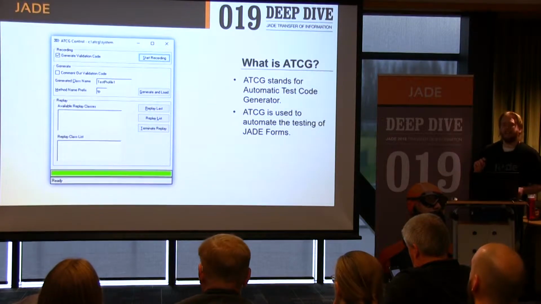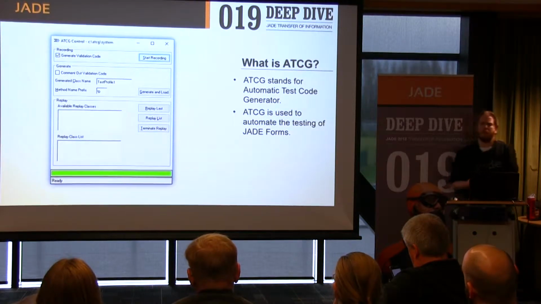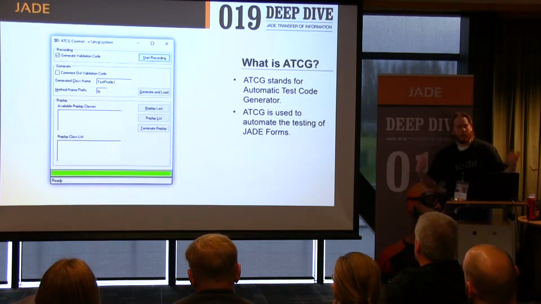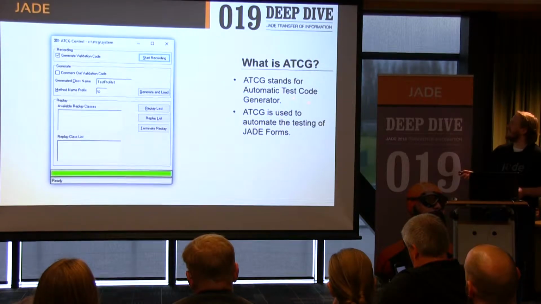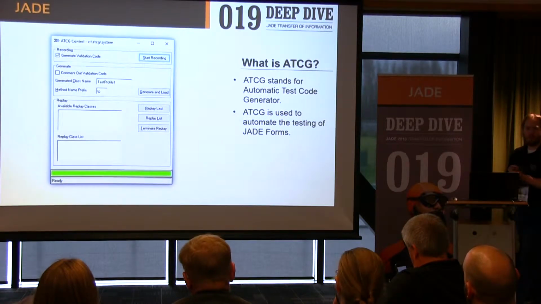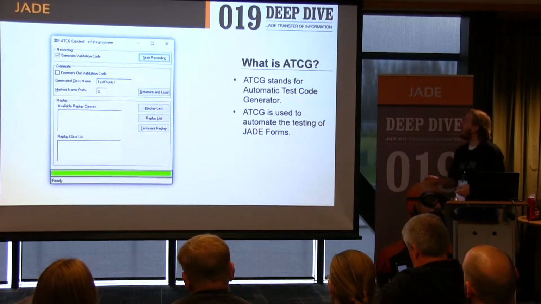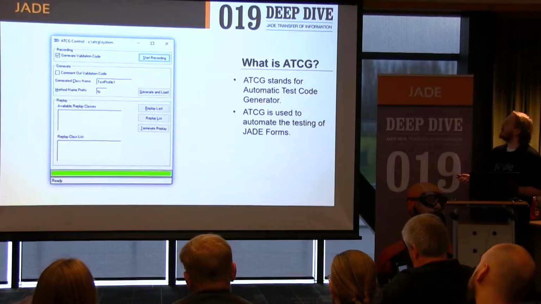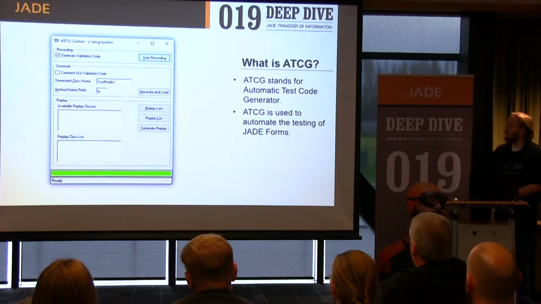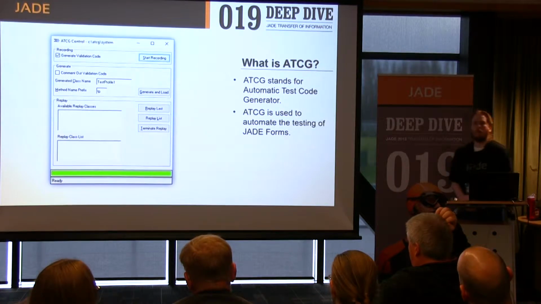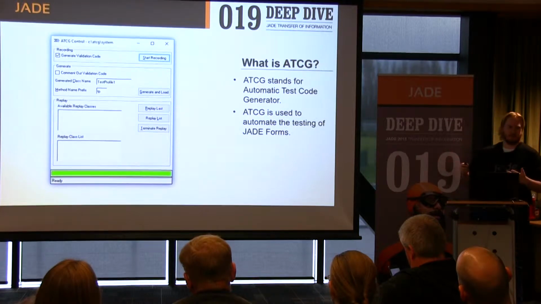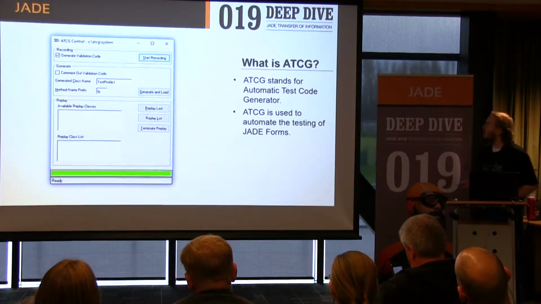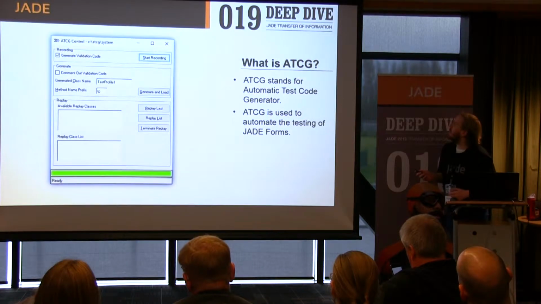So, what is ATCG? This is a tool that we've actually been using internally for quite some time, and we're now releasing to all of you who want it. It stands for Automatic Test Code Generator, so it's automatic, so we're going to have some test automation happening. Testing, of course. And it's a code generator. What it's used for is to have automatic testing of Jade forms. So where you might use unit tests to test Jade methods, you'd use ATCG to test your GUIs, your Jade forms, in an automatic way, which is really nice.